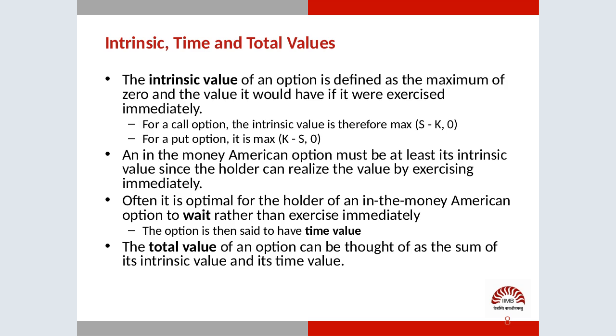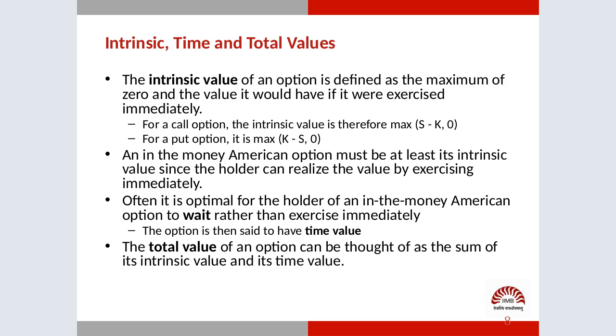So for a call option, the intrinsic value is the maximum of S minus K and zero. Remember, for a call option, you will be able to buy at K when the market price is more than K, and therefore your benefit is S minus K. If this is less than K, then you do not exercise it. So essentially, it's a maximum of S minus K and zero.